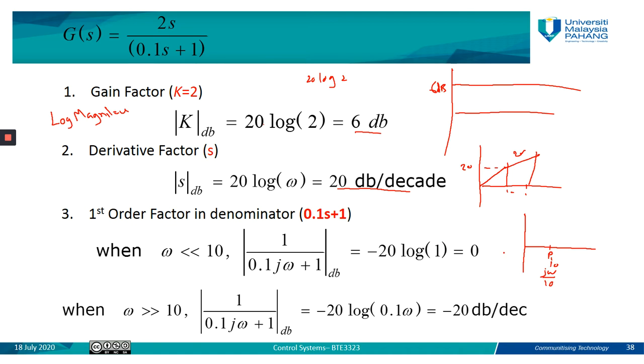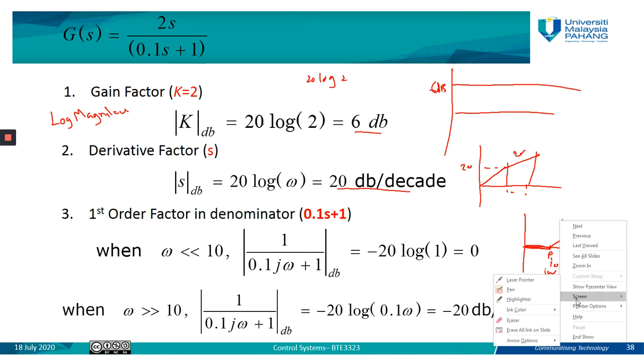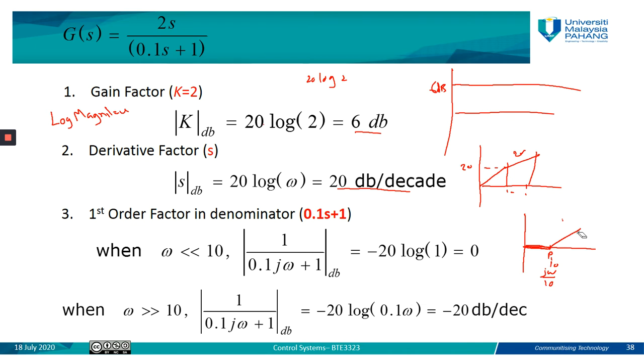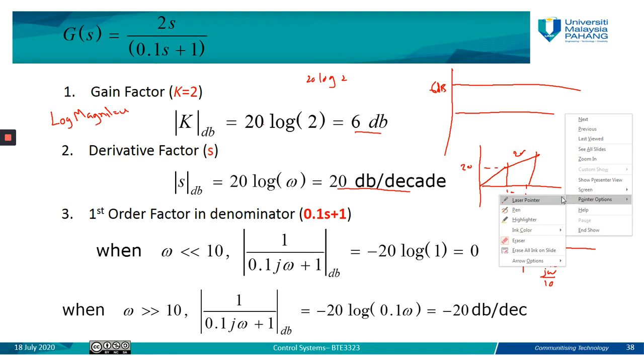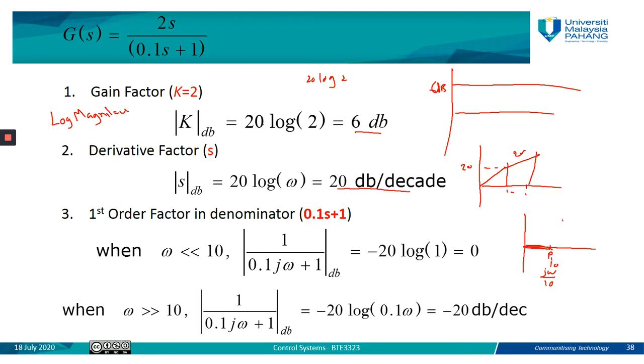So at that point here, if omega is less than 10, it will be 0. More than 10, it will be negative 20 dB per decade, because it's a pole. In the case of a zero, it will be positive 20, but in the case of a pole, it will be negative 20 dB per decade. So before 10 here, it will be 0, but after 10, it will be negative 20 dB per decade.